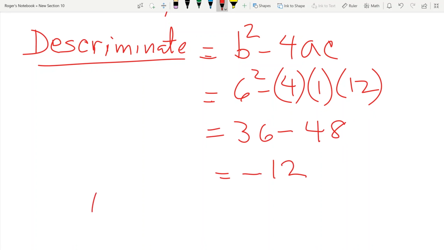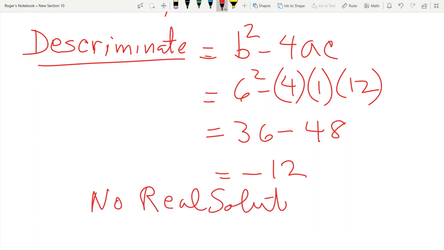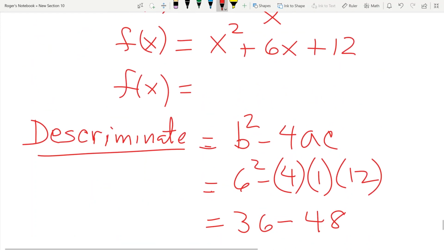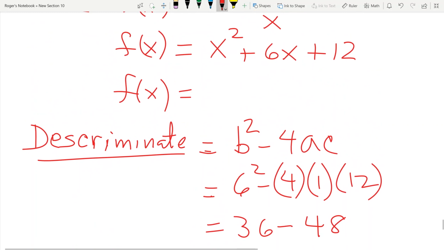So therefore, we know that there are no real solutions. No real solutions if we're looking for zeros. And remember, solutions and zeros are the same thing. So really, I should have shown one more thing up here. I should have done the following. It would have been more clear for you.